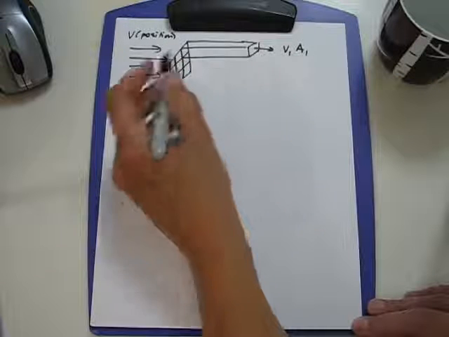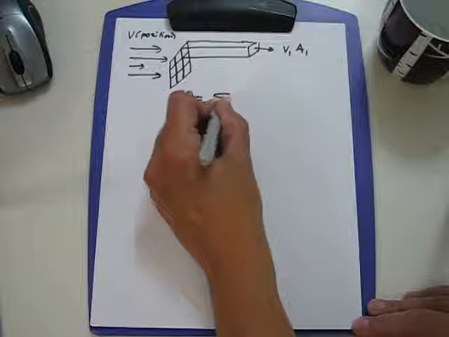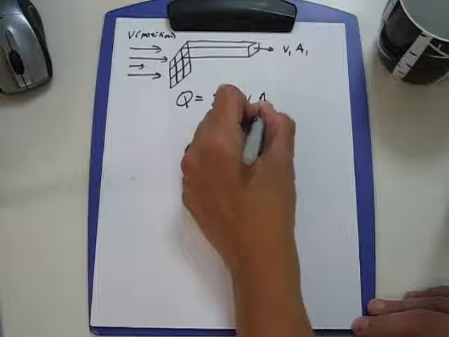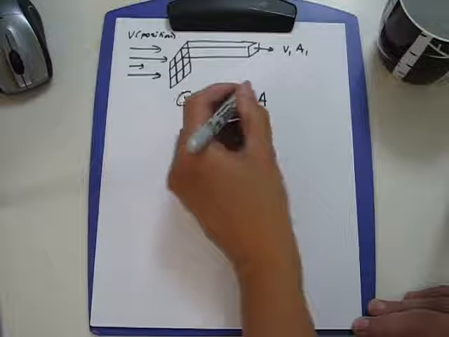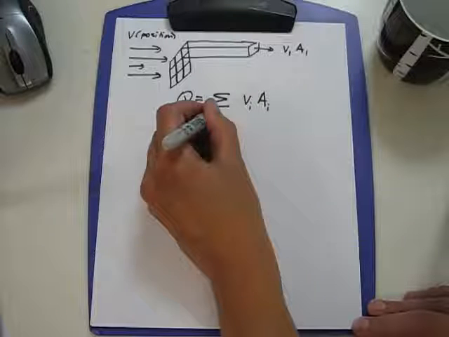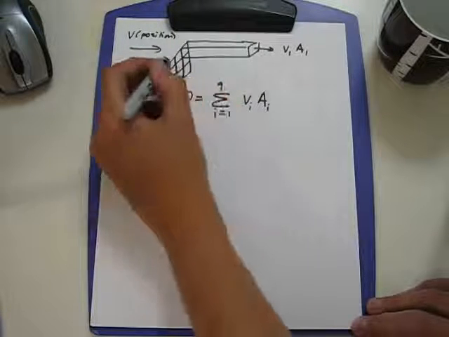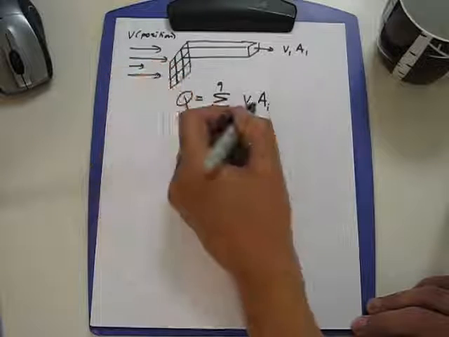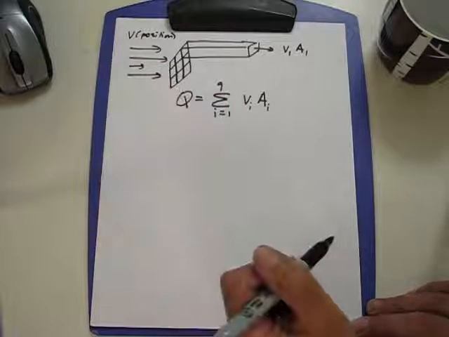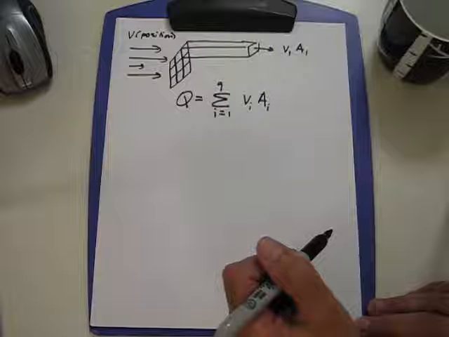If I want the total volumetric flow rate, I have to add up all the v times A's. And in this case, there are 9 of them, so I'll say it's the summation, i equals 1 to 9, of the velocity at each individual square times its area, and I get the total flow rate.